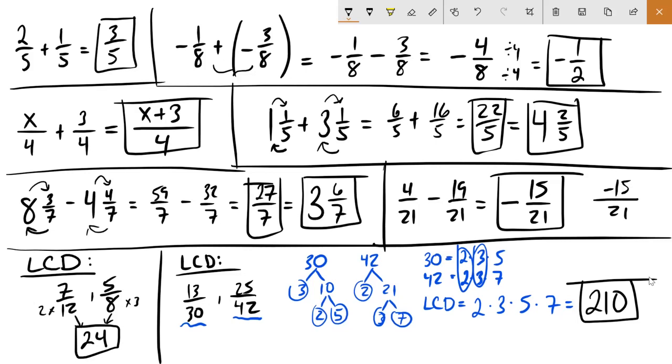All right, so any questions so far? So we got all the common denominator stuff up there, finding LCDs. Any questions on anything we did up to that point on the worksheet? Everybody feeling all right? Okay.